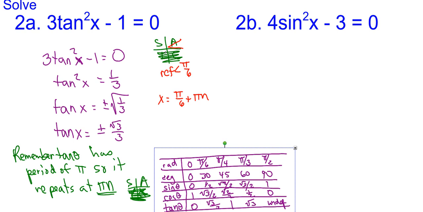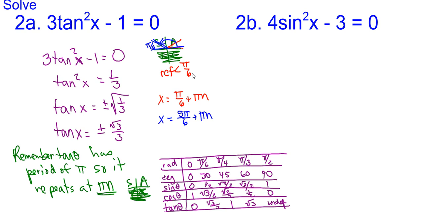And then I also want to look at when this reference angle is pi over 6 right here. So the actual angle is right there, and that's pi minus pi over 6. So 6 pi over 6 minus 1 pi over 6. So x equals 5 pi over 6 plus pi n. And that'll give me that one. Then when I add pi, it'll give me the one that's over there as well. So maybe I did the harder one, maybe not.